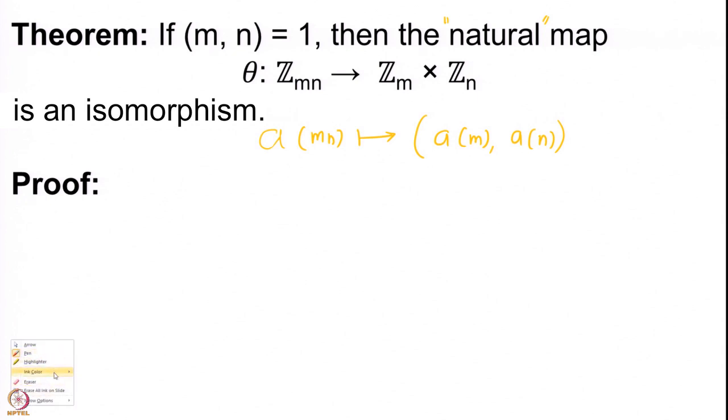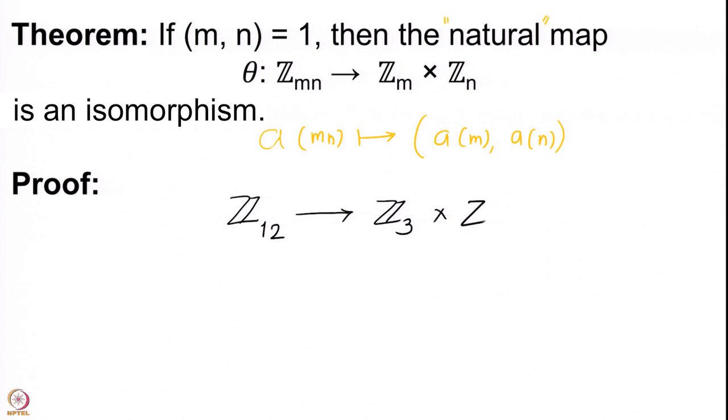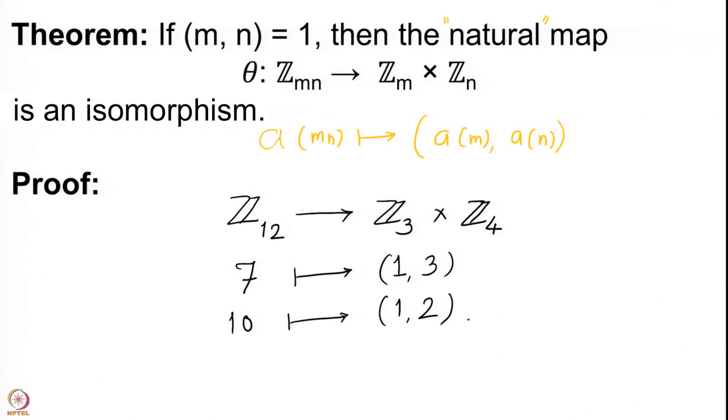So, for instance, if you were looking at Z by 12Z, let me just illustrate this map for you. We will have the map going to Z by 3Z cross Z by 4Z, and if I were looking at the element 7, I would send it to 7 modulo 3, which is 1, and 7 modulo 4, which is 3. Or if I were looking at the number 10, this would be sent to 10 modulo 3, which is 1, and 10 modulo 4, which is 2. This is our natural map theta.